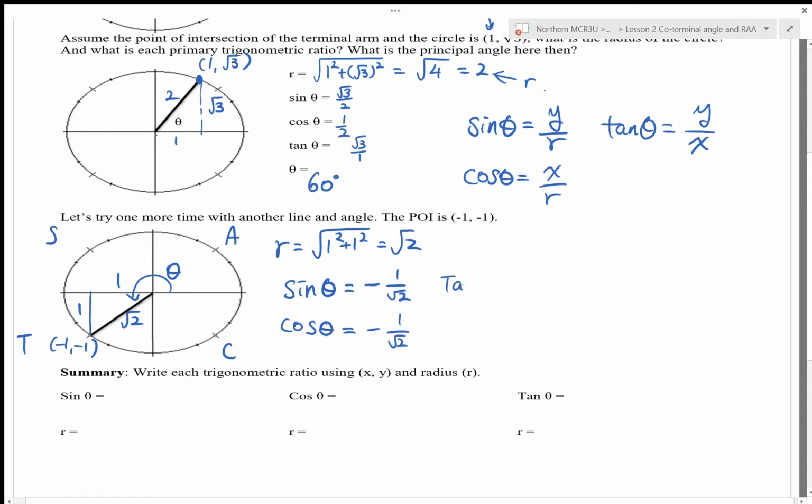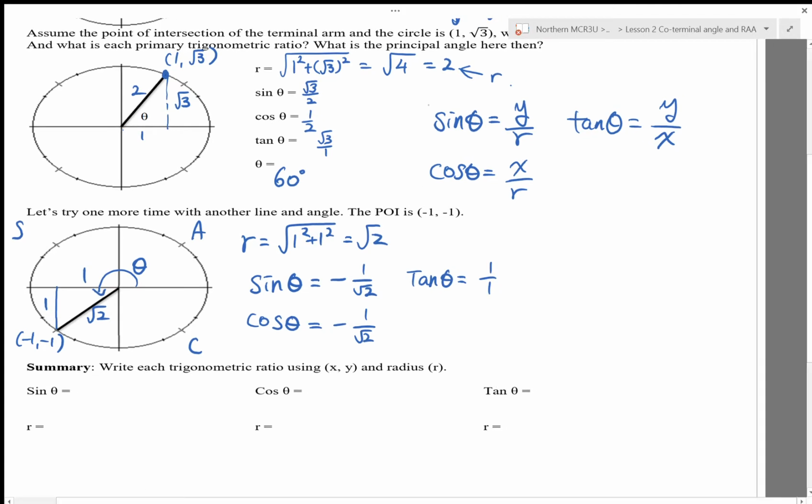What about tangent theta? Well, tangent is positive here. Therefore, we can simply say it is 1 over 1, which is 1. So let's actually see whether this formula follows in this case as well.